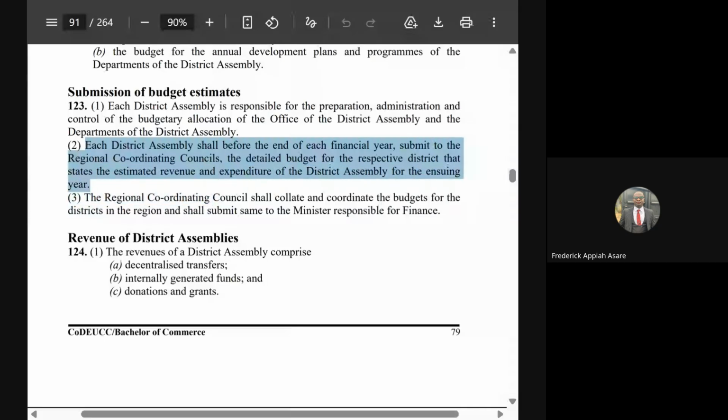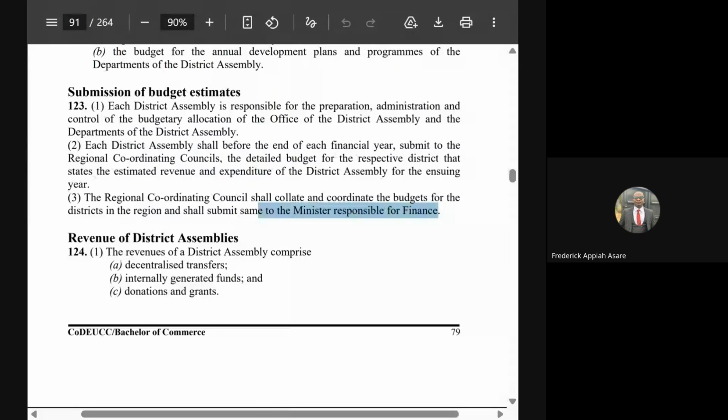So what happens is that every year they have to make sure that they have submitted their budget estimates, the detailed budget of the respective districts, to forward it to the regional coordinating council. Then the regional coordinating council shall collate and coordinate the budgets from the districts in the region and shall submit the same to the minister responsible for finance.